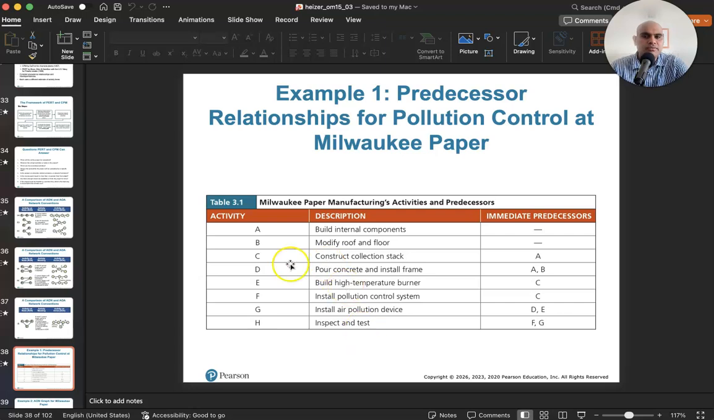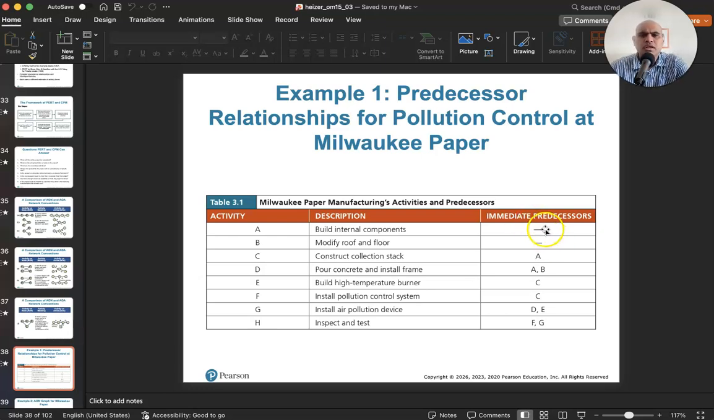Now, for each of these activities, you notice that usually you have a letter representing the activity. It's a very common thing that is used in the industry, and that's exactly what we're going to use here. So you have a list of letters, and then you have predecessor relationships. You'll notice that for A and B, which is build the internal components of the machine and modify roof and floor, there are no predecessors, right? These are also immediate predecessors only, just the activities that need to come right before it.